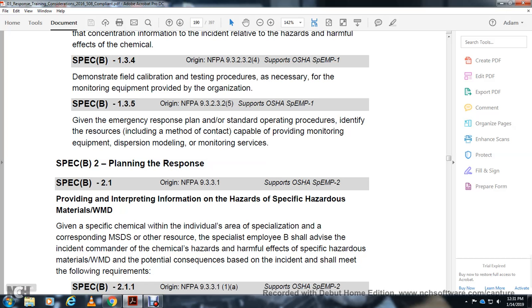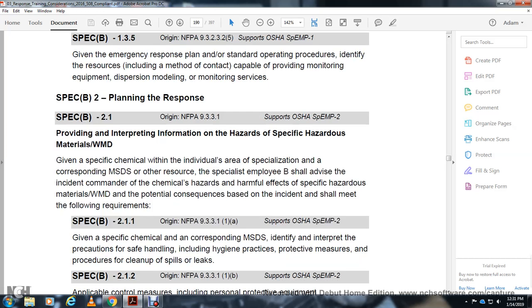Specialist Employee B provides the interpretation of information about the specific material, the weapon of mass destruction, and the specific chemical within the individual area of specialization, and the corresponding material safety data sheets as the resource, to provide the incident command with the chemical's harmful effects, for the weapon material, the restriction of potential consequences based on the incident. It shall meet the following requirements, because of the specific chemical of concern.